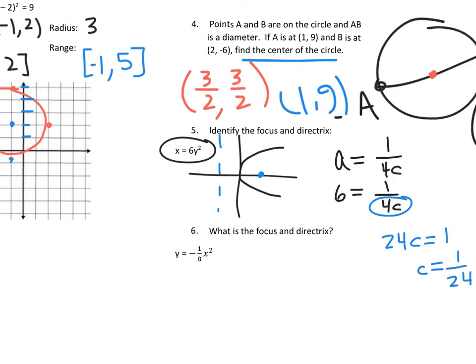Now if c is 1/24, this distance right here is going to be 1/24, and this distance from here to here is going to be 1/24. So my focus is going to be the ordered pair (1/24, 0). And my directrix is going to be a vertical line, x = -1/24, because I went left 1/24, and my vertex is at (0, 0).